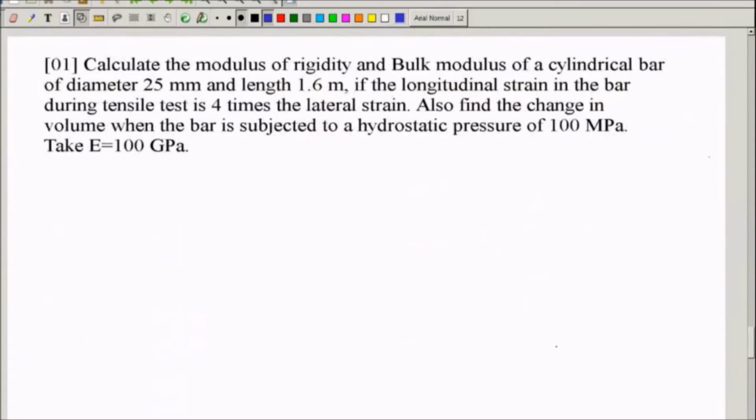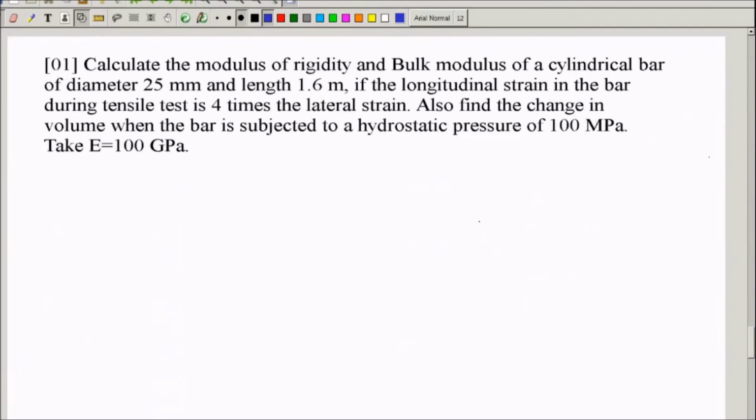Calculate the modulus of rigidity and bulk modulus of a cylindrical bar of diameter 25 mm and length 1.6 meter if the longitudinal strain in the bar during tension test is 4 times the lateral strain. Also find the change in volume when the bar is subjected to a hydrostatic pressure of 100 megapascal. Take E is equal to 100 gigapascal.